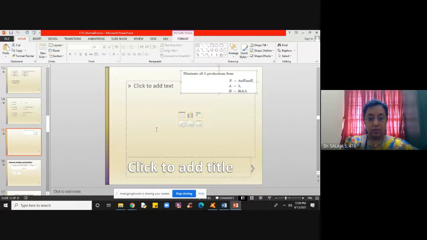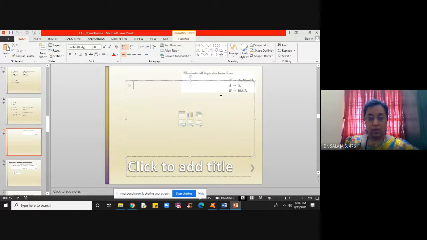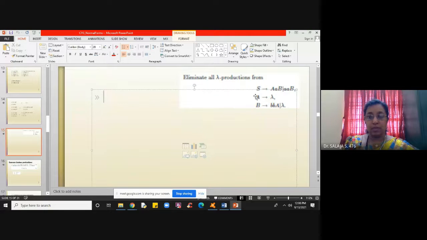Fine. Let me try to. Okay, so we'll write it here itself. You have S produces AAB, and A produces S produces AAB, and A produces lambda, B produces BAA or lambda. So now what are the two variables which are null variables? A and B are null variables.